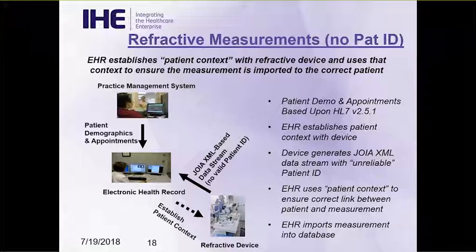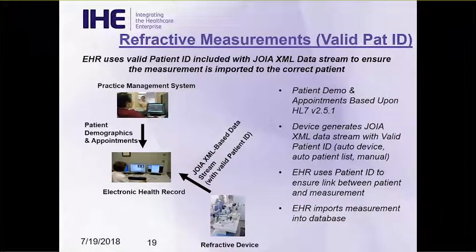But the key thing here is that there's no patient ID. It's just going from the refractive device. It can apply to any patient, and it's essentially the responsibility of the electronic health record system to somehow establish that patient context. And then we have the next slide, which basically looks at having a valid ID.